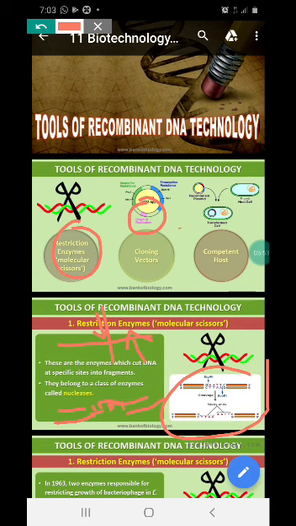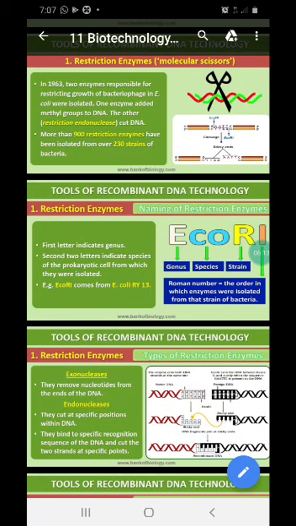Now, why are they called restriction enzymes? In 1963, two enzymes obtained from the nucleus of the organism, which were responsible for restricting the growth of bacteriophage in E. coli, were isolated. What did they do? These two enzymes could restrict, that is, stop the growth of the bacteriophage on E. coli.